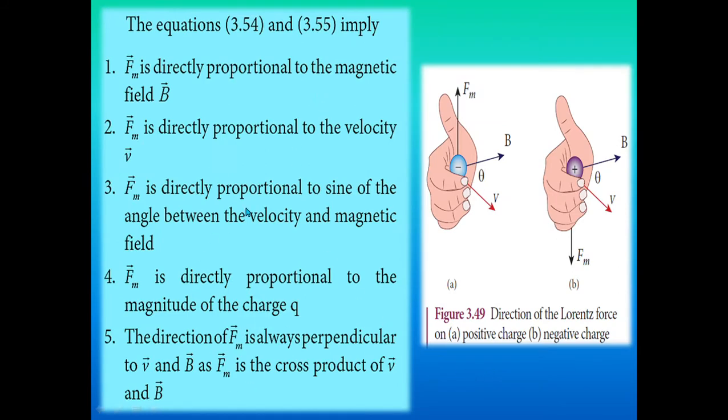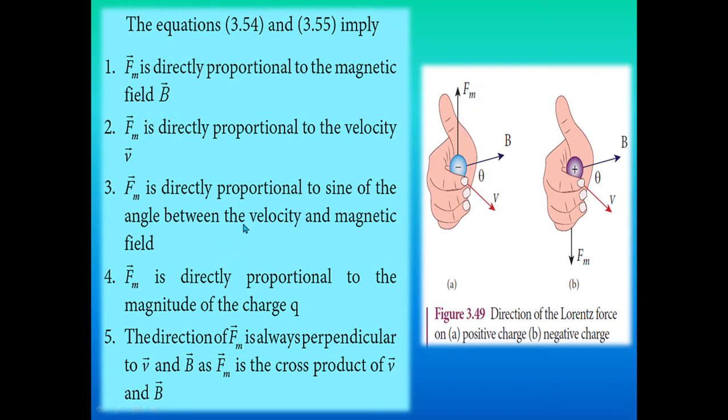So, important points. There are 8 important points in the magnetic Lorentz force. First point: magnetic force Fm vector is directly proportional to the magnetic field. Second point: Fm vector is directly proportional to the velocity. So that means if the magnetic field increases, the force also increases. If the velocity of the charge increases, the force also increases.